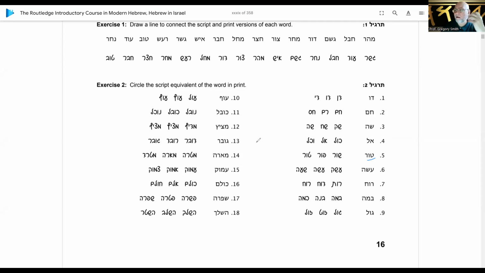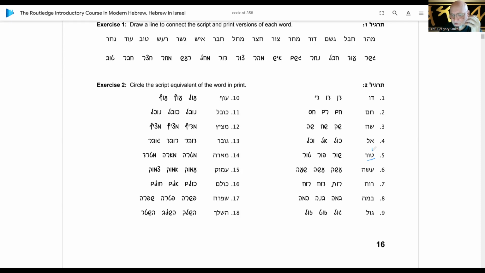Tool. You hear that R? It's almost like it merges with the oo sound. Tool, and you can barely distinguish that that's a resh. Tool. Okay, it means column.